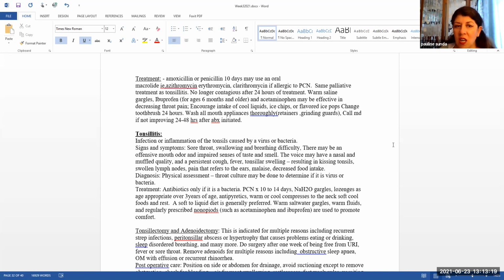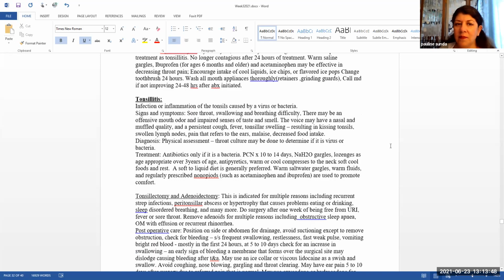Please remember to change your toothbrush in that 24-hour period once they've taken those antibiotics, because we don't want the person to reinfect themselves. Wash all mouth appliances thoroughly, like retainers or grinding guards. Call the doctor if they are not improving within 24 to 48 hours after the antibiotics are initiated.